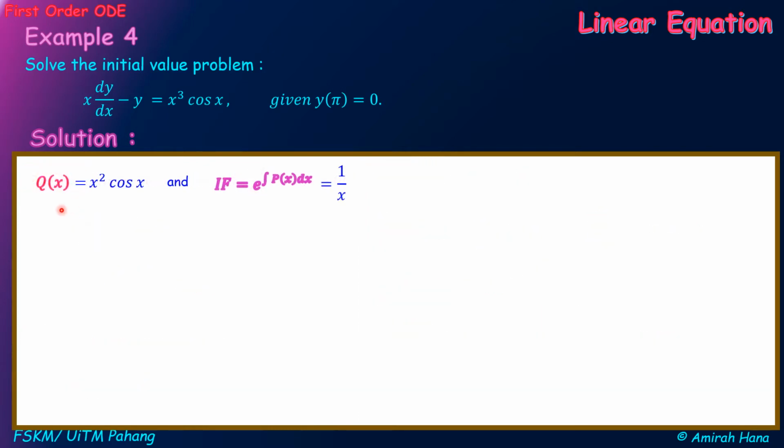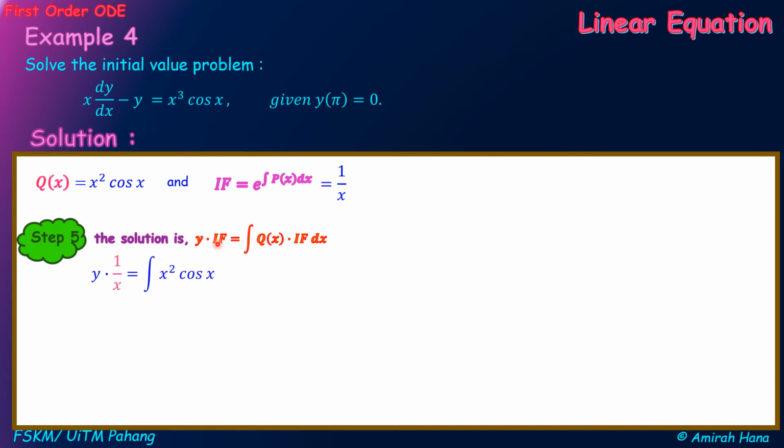From the previous slide, we get Q(x) equals x squared cos x and the integrating factor, IF, equals 1 over x. Then we continue with step 5. The solution is y times IF equals the integration of Q(x) times IF dx. Using this formula, we still have y here, and then we replace IF equals 1 over x. Inside the integration sign, we replace Q(x) equals x squared cos x times IF, which is 1 over x, and then dx here.